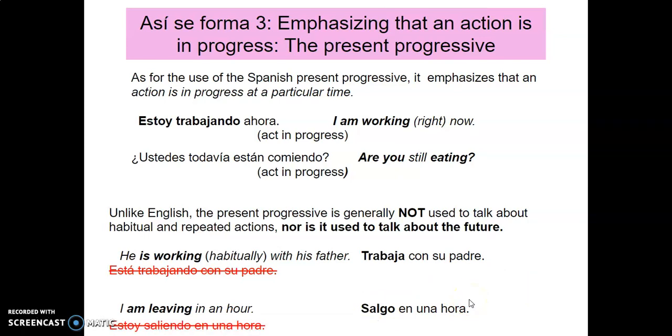So that sounds as if I'm in the process of it in this moment. If I'm saying I'm going to do it in an hour, I'm talking about in the future, en el futuro. So I say, salgo en una hora. I'm leaving in an hour.